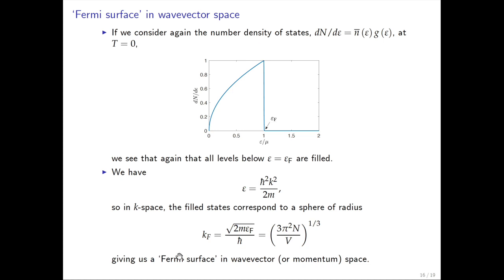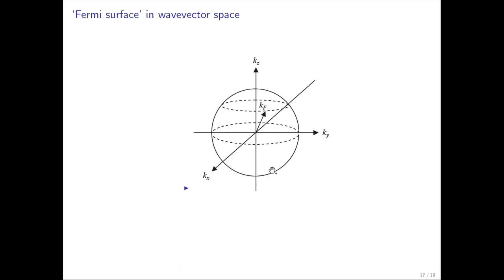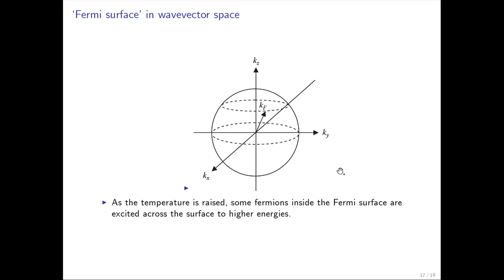And so you'll hear that term. Here's a kind of picture of the Fermi surface. Everything here is filled, and the surface of this sphere is the Fermi surface. It has this nice picture that as the temperature is raised, some of the fermions inside are excited across the surface to outside, which is actually higher energies. So it's just a slightly different approach and gives you a picture of a whole sphere in k-space.